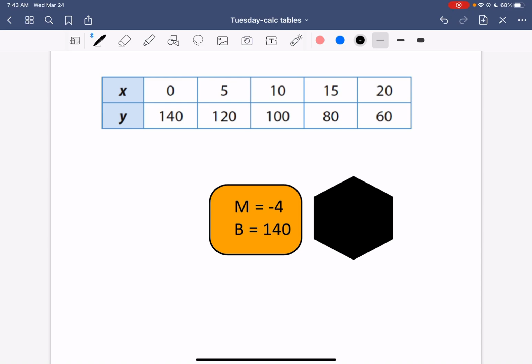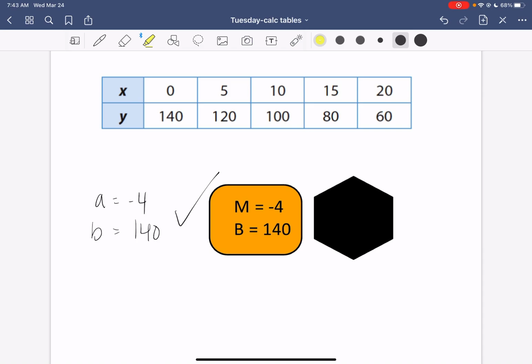We got the correct answers right here. We had our A, which was -4, and our B, which was 140. So that was in the calculator. So here's the catch: entering all of those values, or what if you had a table that was super long, you don't want to enter them all. Here's the part where it gets better.